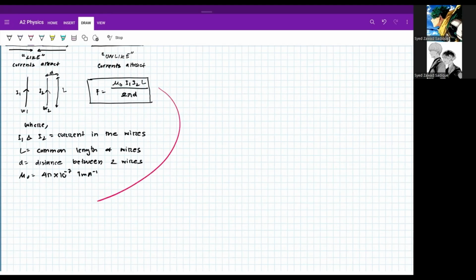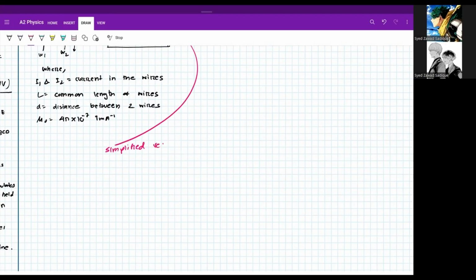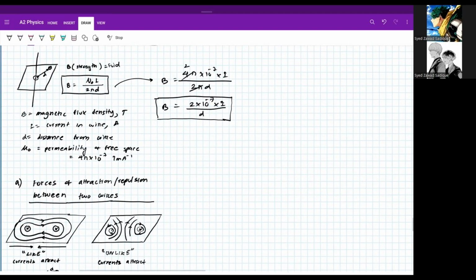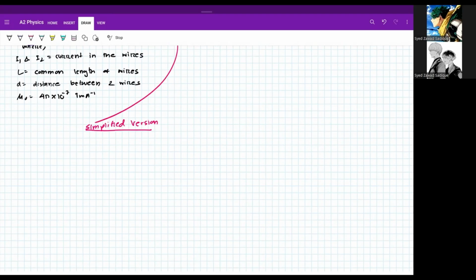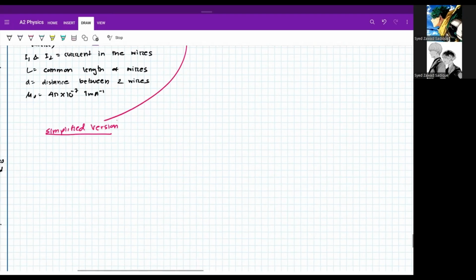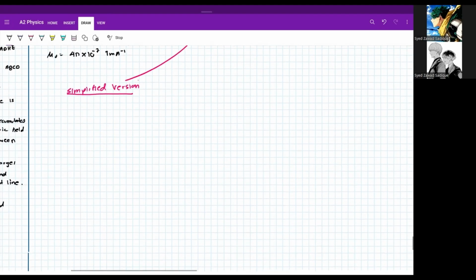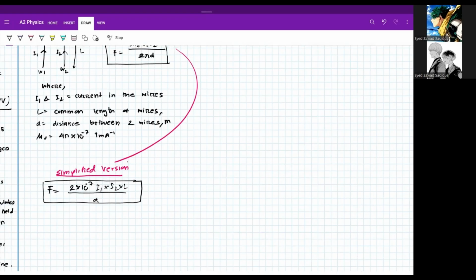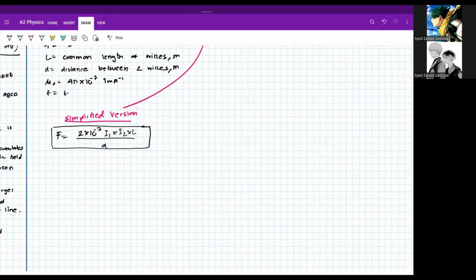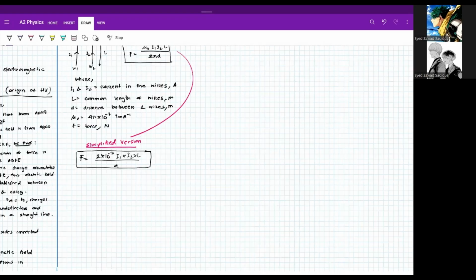So the simplified version, if we just put in the values of mu naught, then we get F equals 2 times 10 to the power minus 7 times I1 times I2 times L divided by D. D and L are in meters, I in amperes, and F is force in Newtons.